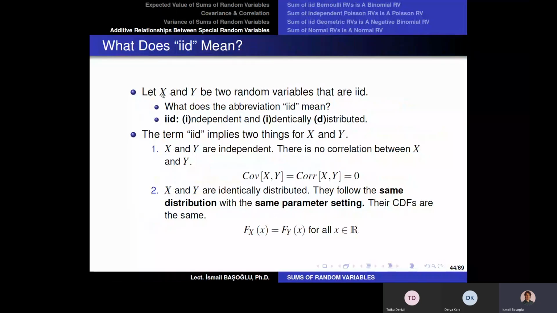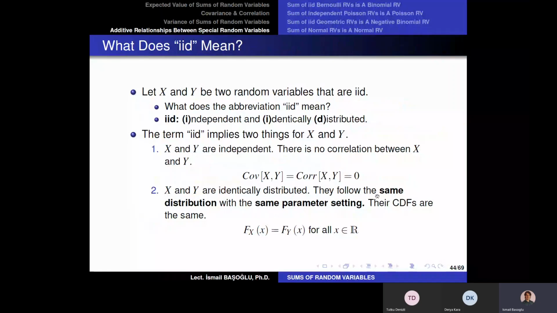Now, if the text says that X and Y are two random variables which are IID, this means they are independent and their distributions are the same. So they are independent means what? The correlation or the covariance between these two random variables is 0. So this means they are independent. What does identically distributed mean?